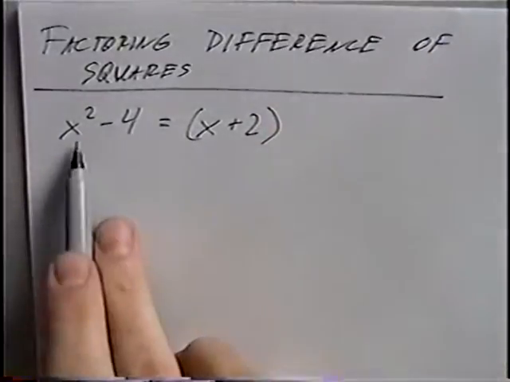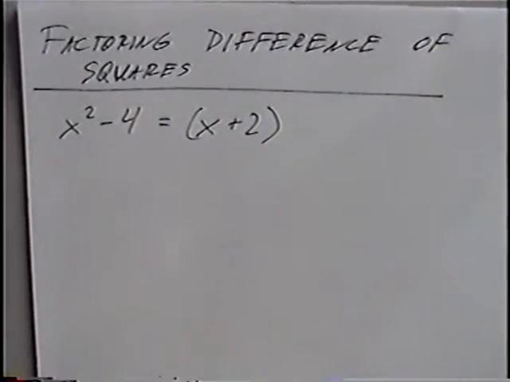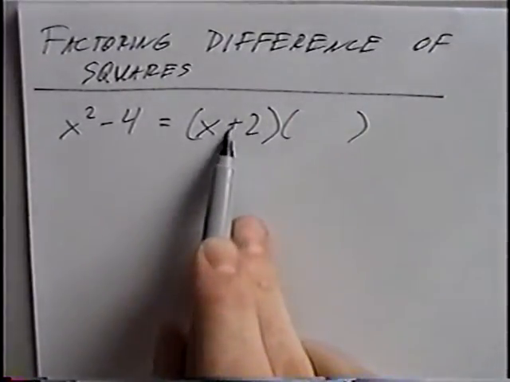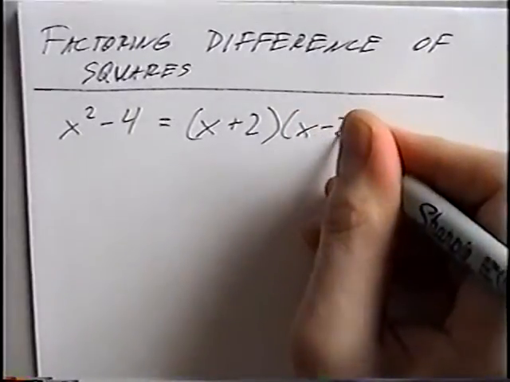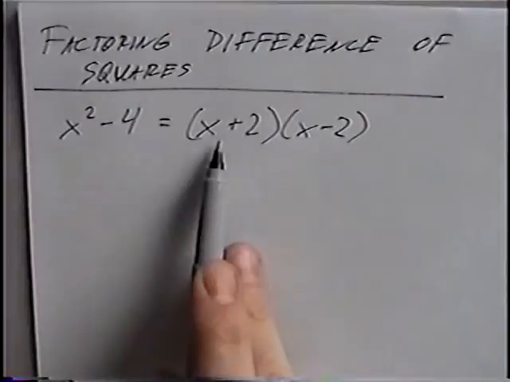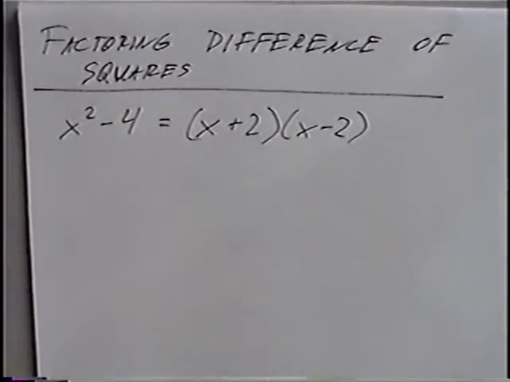Your first answer, take the square root of each one, and you have x plus 2. The second parentheses is exactly the same, except you change it to a minus 2. So x squared minus 4 factors to x plus 2, x minus 2.